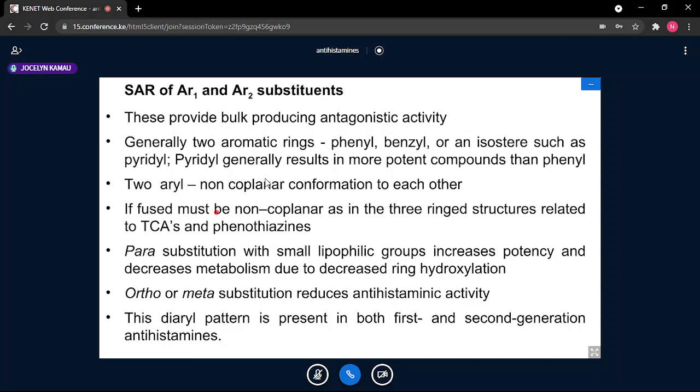If fused, they must also be non-coplanar, as in the three-ring structures related to the TCAs and the phenothiazines. What we are saying is that even with tricyclic derivatives like phenothiazines and the tricyclics, you must retain the non-coplanarity, where the two phenyl rings are not in the same plane, to bring about maximum activity. When those rings are substituted, para-substitution with small lipophilic groups increases potency and decreases metabolism due to decreased ring hydroxylation, especially when you do para-substitution with a halogen. And most of these drugs have halogen para-substitution.